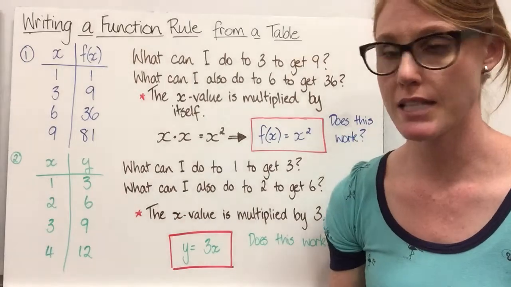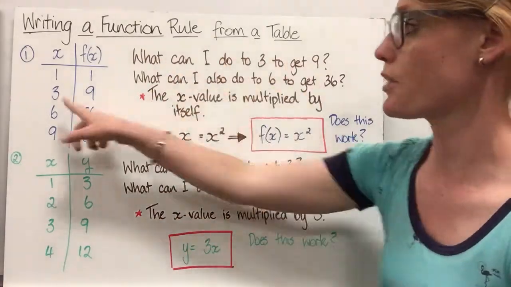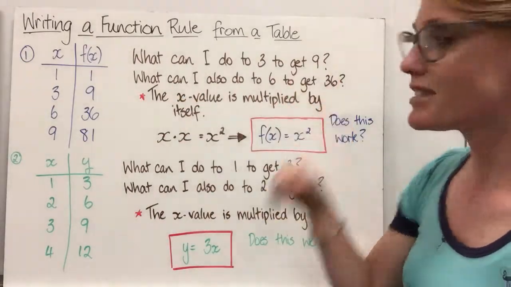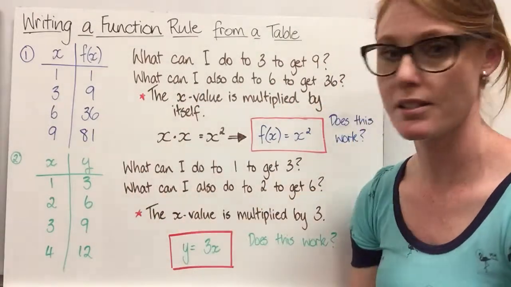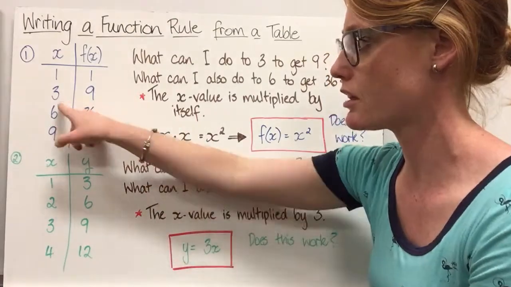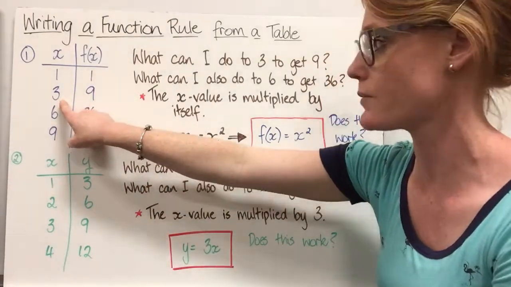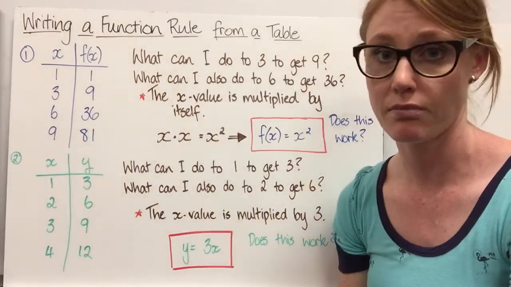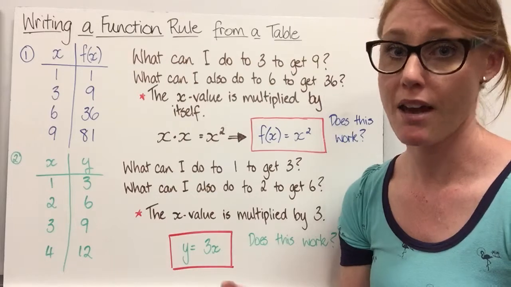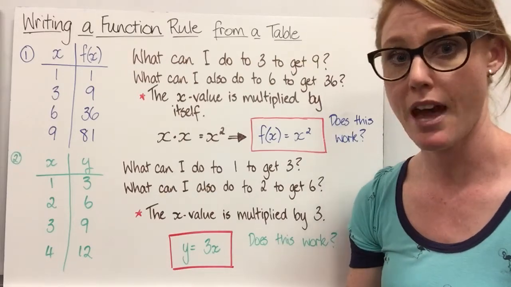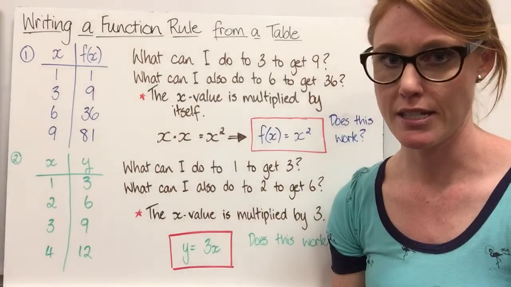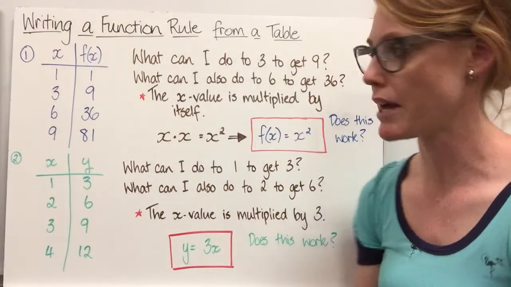So I need to start asking myself, what can I do to 3 to get 9? And what can I also do to 6 to get 36? Now, I might look at this to start with, and I might start thinking that, well, I multiply this x value by 3 to get 9. So does that work for everything? If I multiply every x value by 3, will I get the output value? 6 times 3 is not 36. So I know it's not just multiplying by 3.